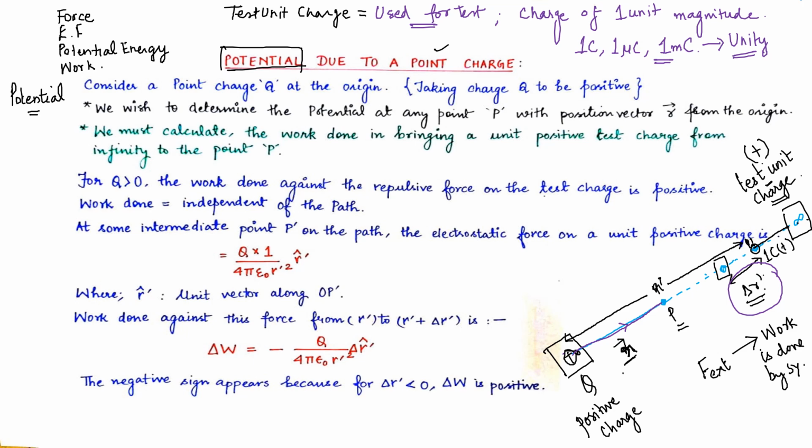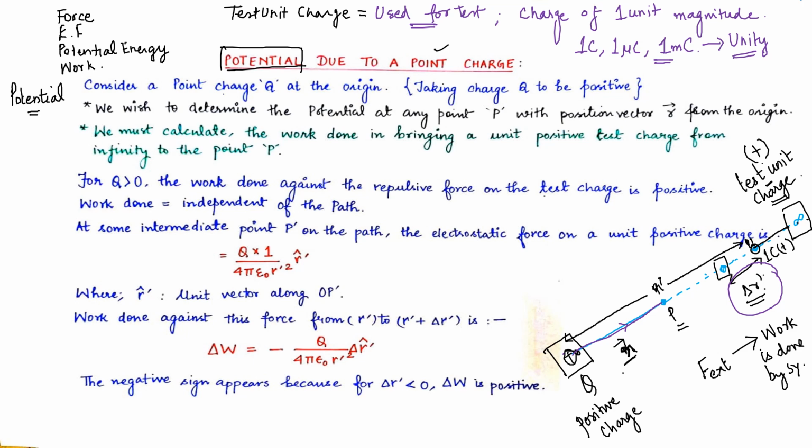And why we are taking it unit? Why not 1 coulomb charge? Because we are not defining this charge with respect to the coulomb, microcoulomb or millicoulomb, but we are defining for any given unit of the charge, but that unit should be 1. That unit should be unity. That's all. So that's why this is test unit charge.